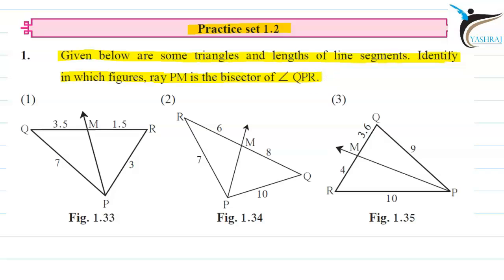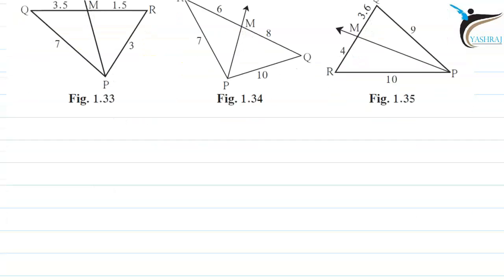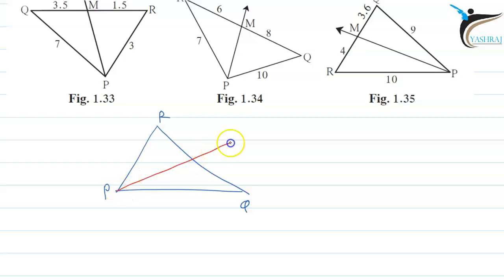So we are given here three different triangles PQR, and within them the lengths of segments are given, and we are verifying whether ray PM is the bisector of angle QPR or not. So for any triangle, let us draw a triangle PQR, and suppose PM is the angle bisector of angle QPR.